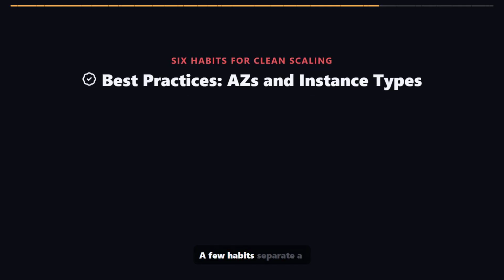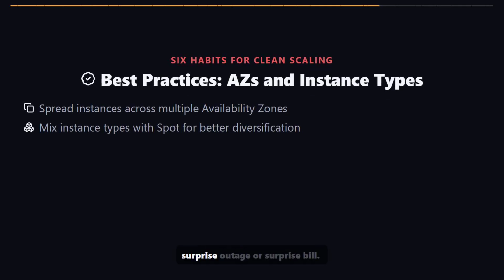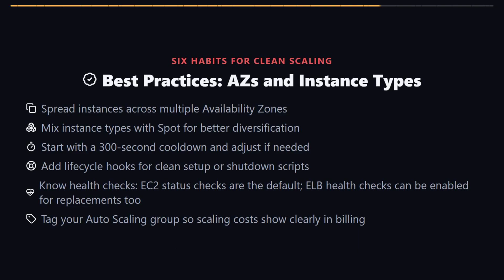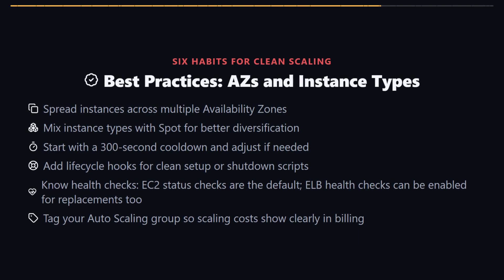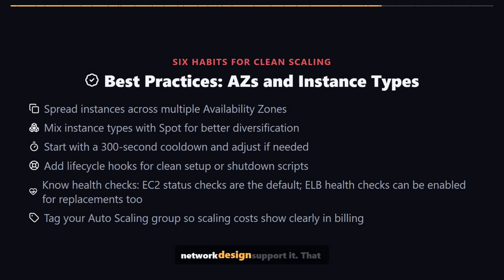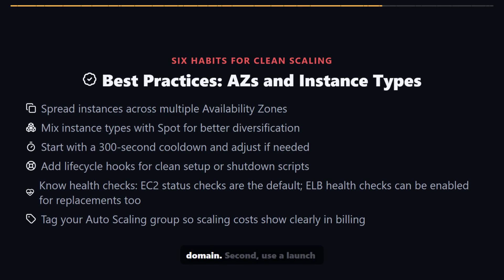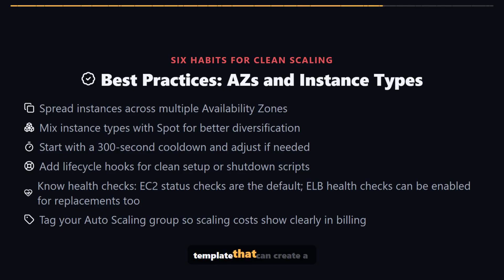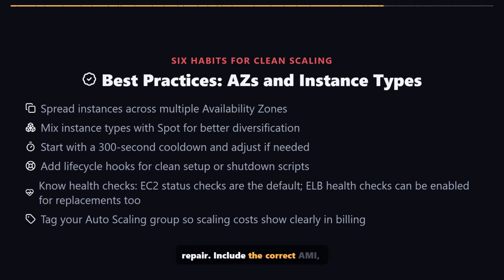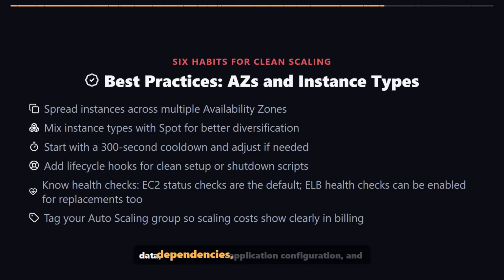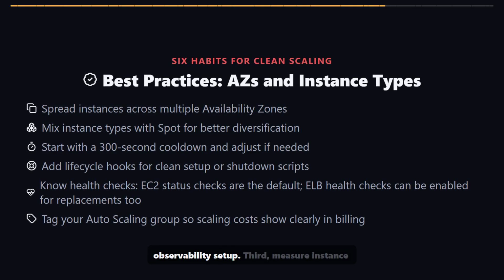A few habits separate a clean scaling design from a surprise outage or surprise bill. First, spread a production Auto Scaling group across multiple Availability Zones when the application and network design support it. That reduces dependence on one failure domain. Second, use a launch template that can create a fully healthy instance without manual repair. Include the correct AMI, IAM role, security groups, user data, dependencies, application configuration, and observability setup.